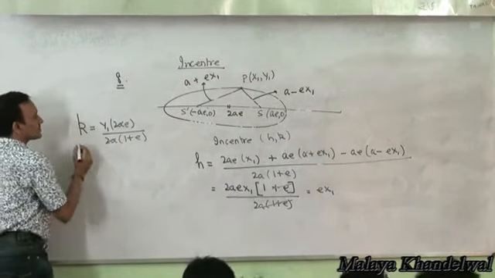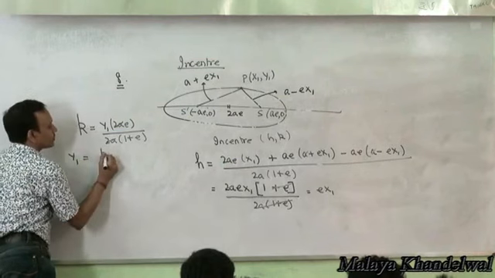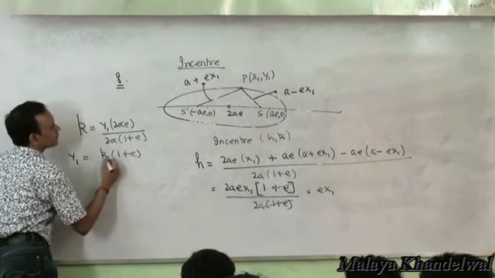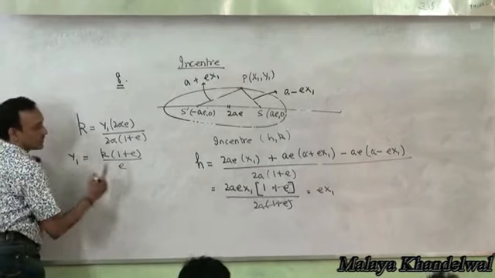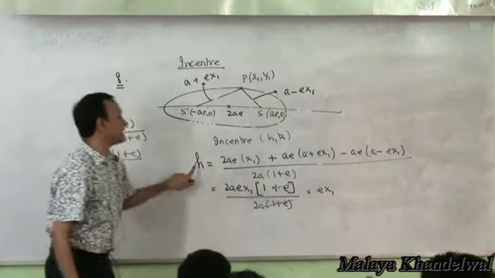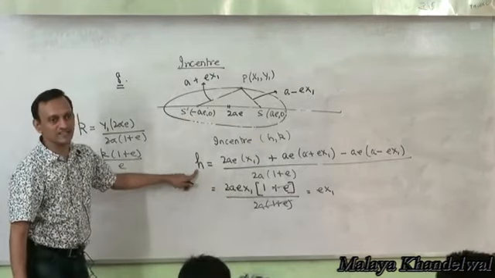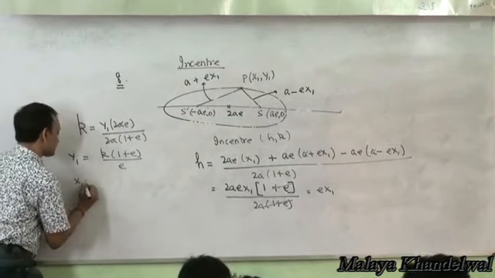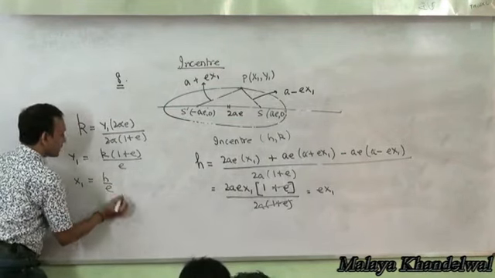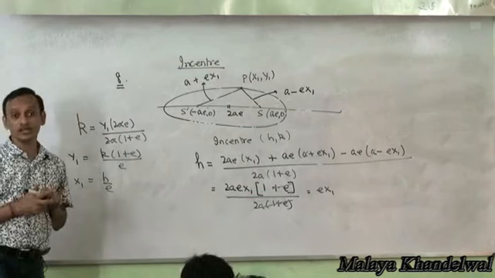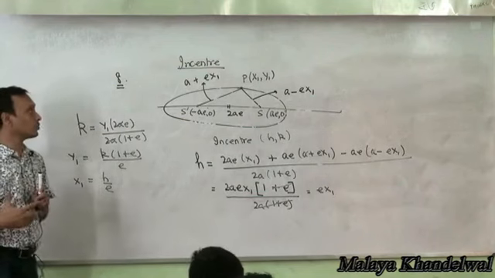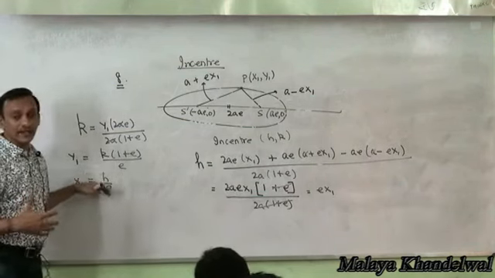Right? So this gives me y1 equal to k into 1 plus e by e, that's y1. And x1 I get as h by e. I have to connect h and k. To get the required locus of the incenter, I need to connect h and k.